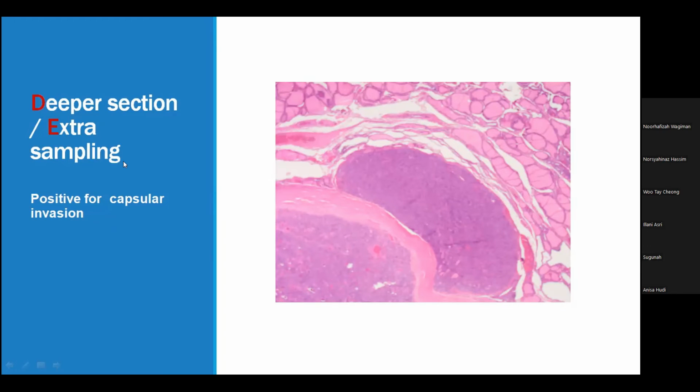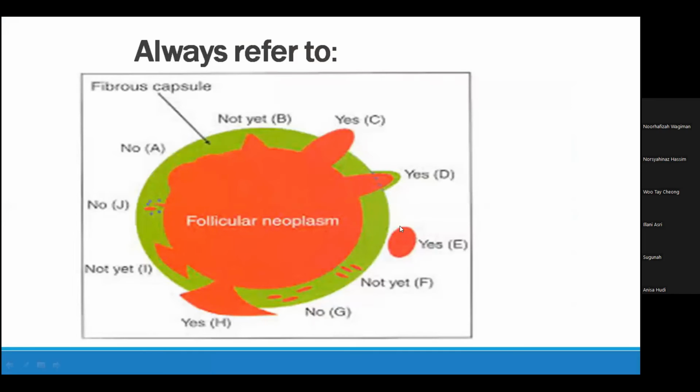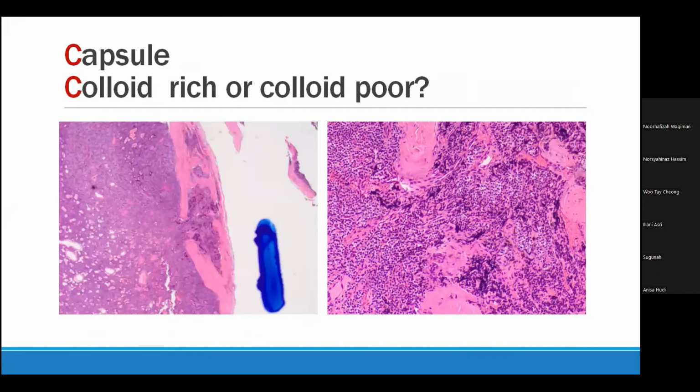So when you take more of this lesion or you do deeper sections, there was this thing already going up. So this is the capsular invasion. So always refer to whether it is outside, not complete mushrooming yet. So sometimes you do deeper sections and see, okay, that is capsular invasion. So that is the importance of borders and capsule and deeper sections or extra sections. So A, B, C, D, E already.